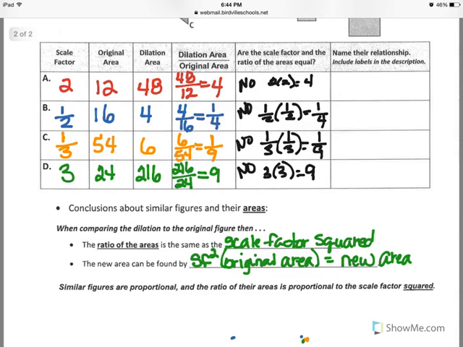So again, the new area can be found by squaring the scale factor first, because that's what the order of operations say we will have to do, exponents first, and then taking that number and multiplying it times the original area, and you will have your new area. So similar figures are proportional, and the ratio of their areas is proportional to the scale factor squared.